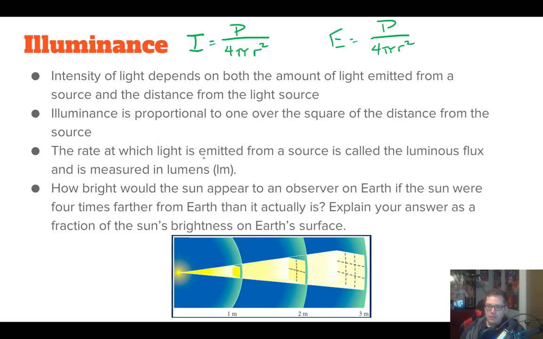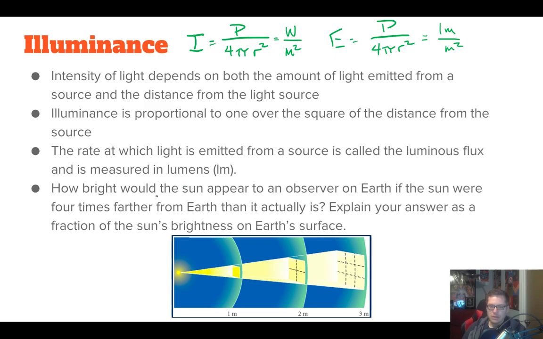And then the rate at which light, so this is the difference here. With sound, our power was in watts, and the units of intensity were watts per meter squared. Illuminance works a little differently. The rate at which light is emitted from a source is called luminous flux and is measured in lumens. So this becomes lumens per meter squared. It's a little bit different unit, but essentially the exact same idea.